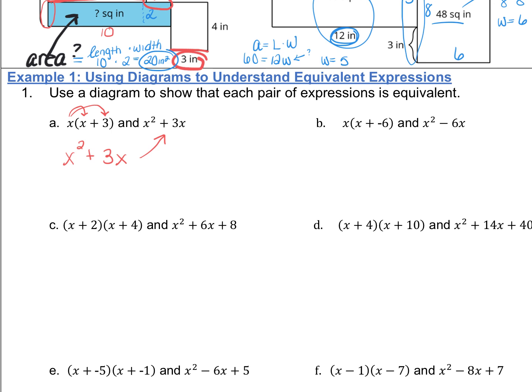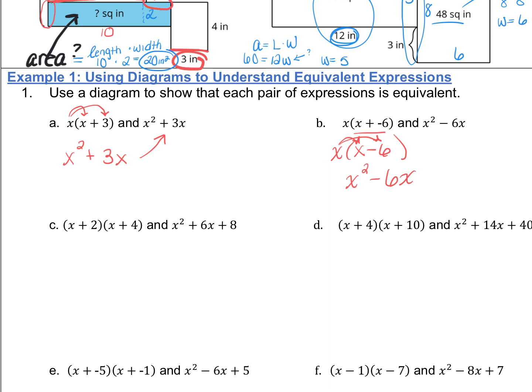Then for b, you know what's kind of interesting? I don't personally like how they wrote that. We don't ever write plus and negative. So I'm actually going to rewrite that as x minus 6. And then we're going to distribute. And I get x times x is x squared. And then x times 6 is 6x.